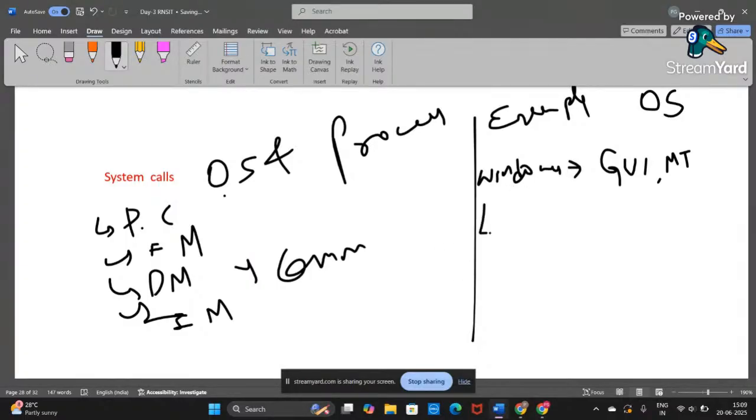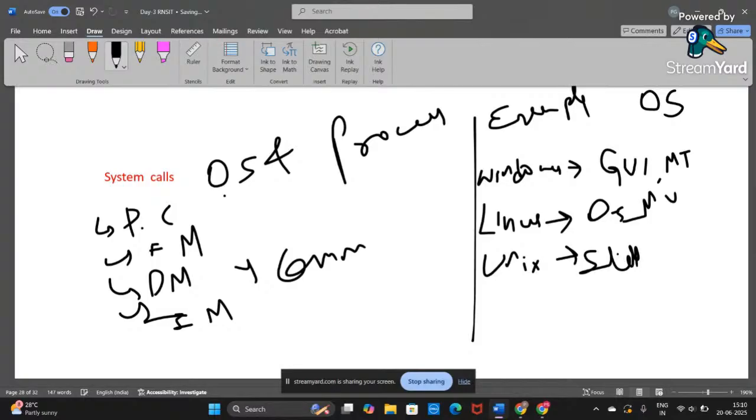Then Linux. Linux is open source, and it's multi-user. Unix is stable and widely used in servers.